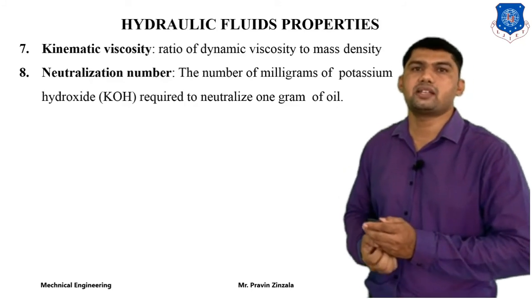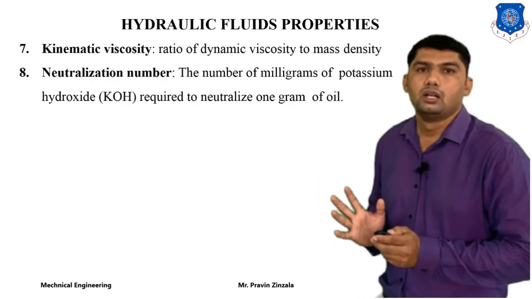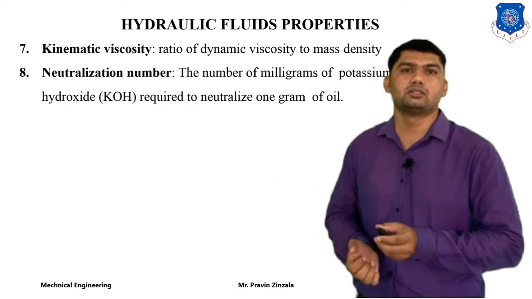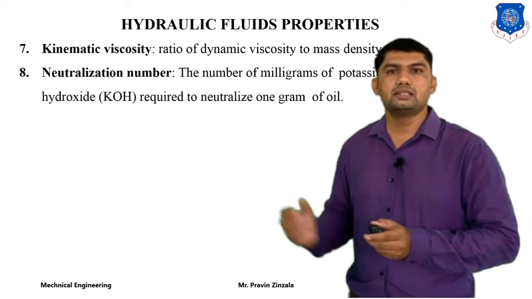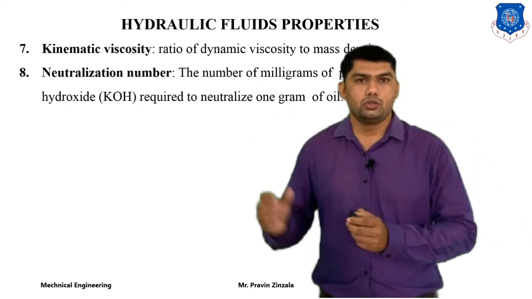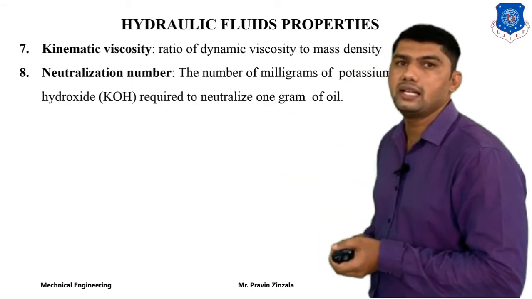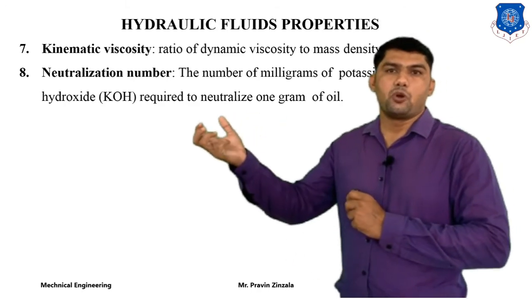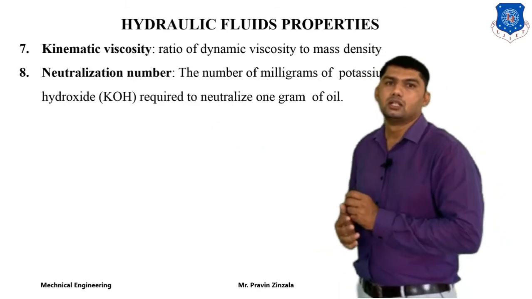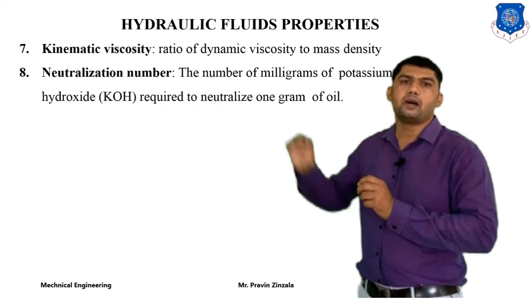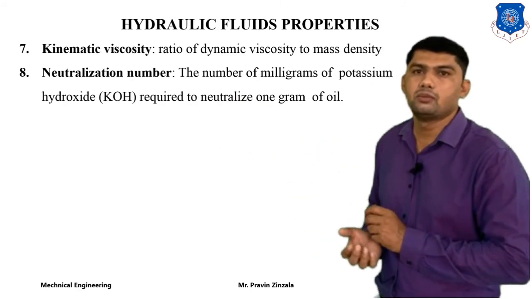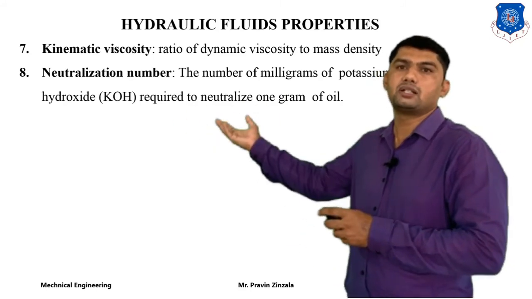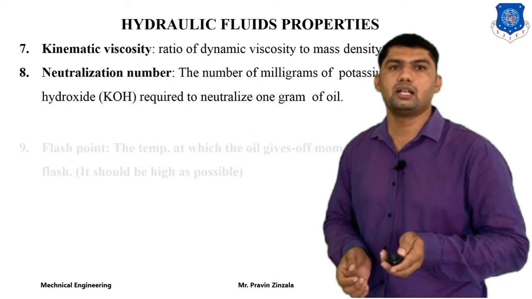Next one is neutralization number. It is the number of milligrams of potassium hydroxide required to neutralize 1 gram of oil. What is the requirement of neutralization number? Due to continuous operation of a hydraulic system, there will be changes in temperature and pressure, so the properties of hydraulic fluid will change. To neutralize these, we require potassium hydroxide for 1 gram of oil. So this is the importance of neutralization number for hydraulic oil.